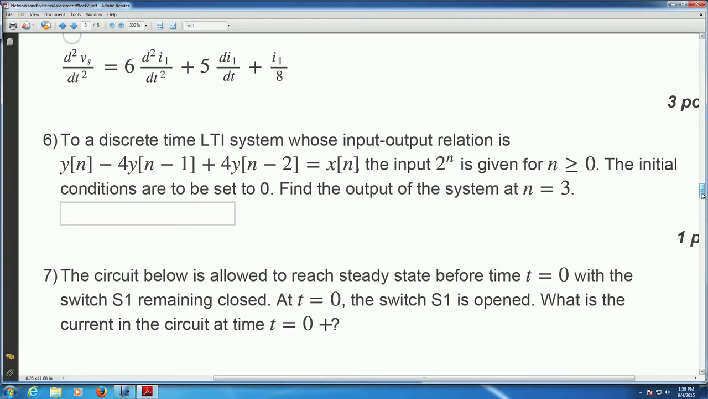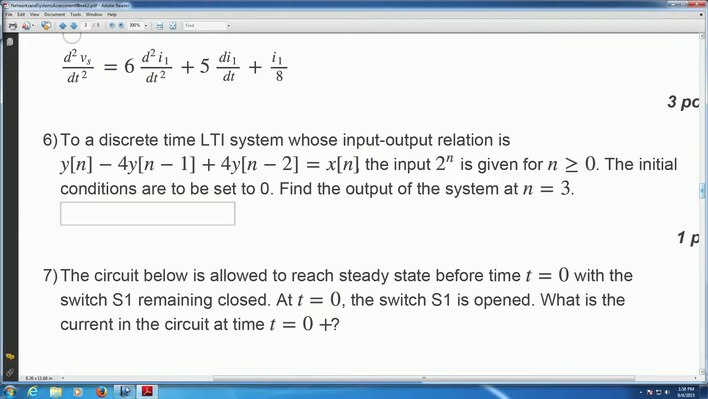Question number 6 is really nice, and it is a discrete time LTI system, and the input output relationship is given to you. The input is given to you, initial conditions are given to you. You have to find the output of the system at n equals 3. One of the points of this question is to just illustrate to you that discrete time systems are really simple when compared to continuous time systems. You simply have an equation, you plug in one after the other, and you will get the answer. So, let me write down what this is.